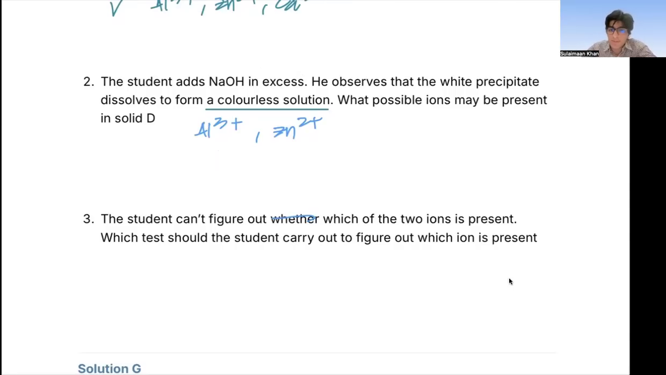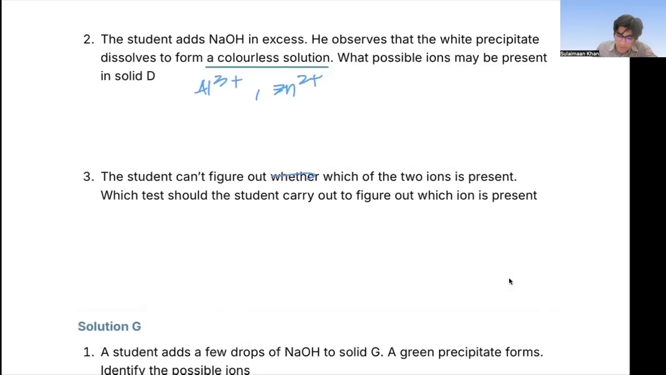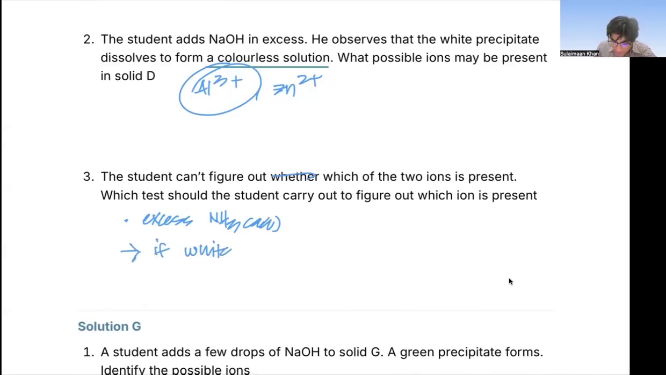Yes, Diksha is absolutely right. Diksha is saying, sir, the only difference between the aluminum ion and the zinc ion is when you add excess ammonia. When you add excess ammonia, the aluminum hydroxide becomes insoluble in excess ammonia, and the zinc remains soluble. So we add excess ammonia, and if the white precipitate remains, it's the aluminum 3 plus ion.